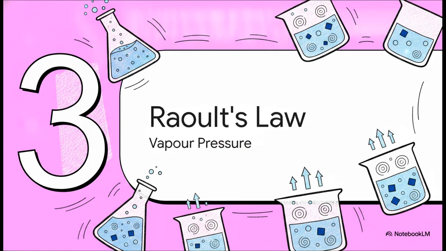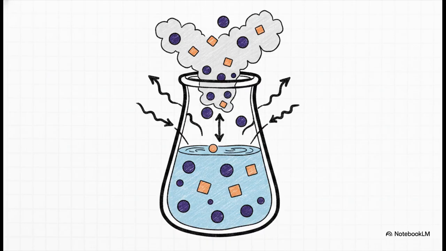Section 3. Raoult's Law and vapor pressure. Way back in 1886, a French chemist named François-Martin Raoult discovered a really fundamental relationship for these mixtures. Raoult's law states that for a solution of volatile liquids, the partial vapor pressure of each component in the solution is directly proportional to its mole fraction.